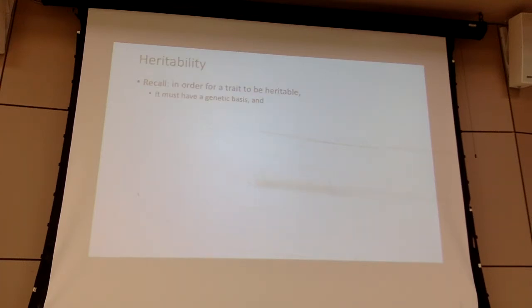All right, and this is what you just said. In order for a trait to be heritable, it must have a genetic basis. There must be genetic variation, basically more than one allele for the trait, and it must be passed down from generation to generation. And it can be calculated. Do you guys remember how we calculate it?